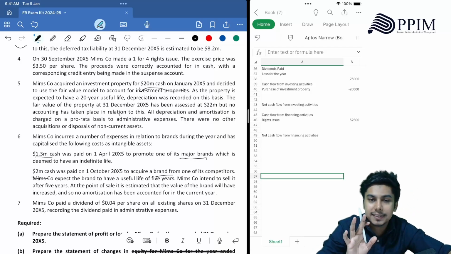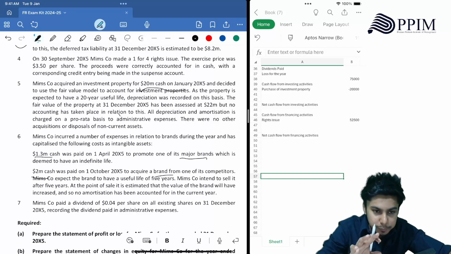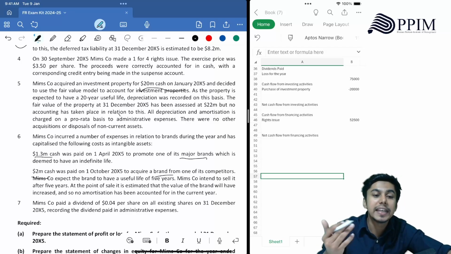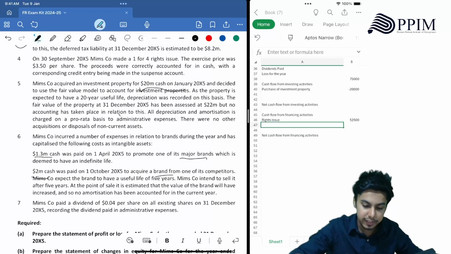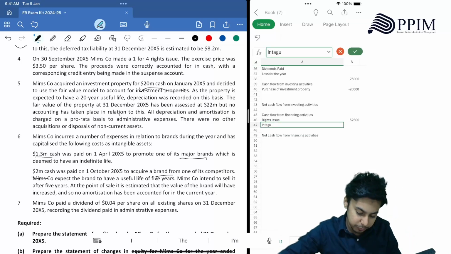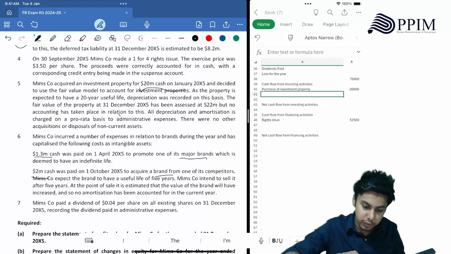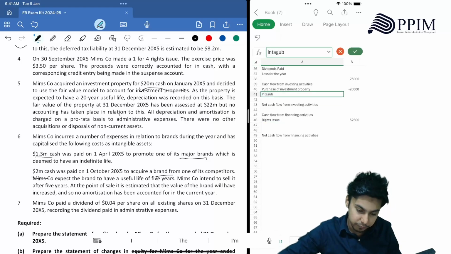Normally, brands are what assets? Intangible assets. When you spend on them, that is also which activity? Investing activity. Very good. Start writing over here. Intangible assets. We are spending. What is the total spending that we are making over there? Sorry, not financing activities. It has to come under investing activities, right? Intangible assets.